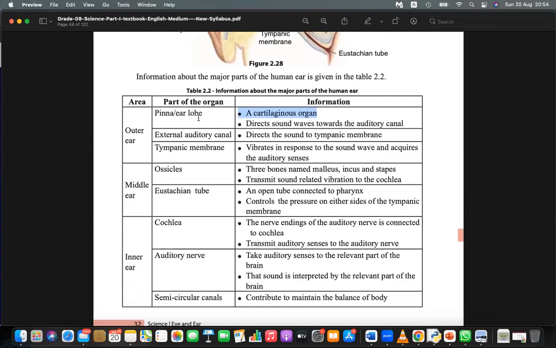So this can be damaged now. Technology has developed, so sometimes due to accidents, and also due to accidents which can happen at birth, or some disorders, this can be damaged.